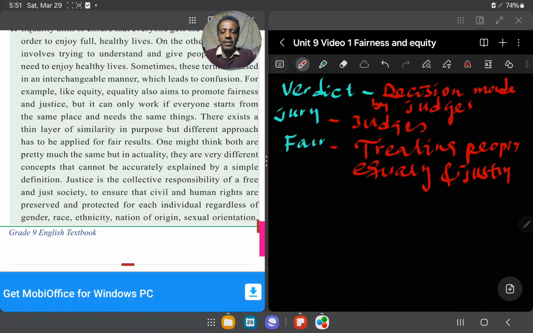Next one is justice. Justice is the collective responsibility of a free and just society, to ensure that the civil and human rights are preserved and protected for individuals regardless of gender, race, ethnicity, nation or origin, sexual orientation.